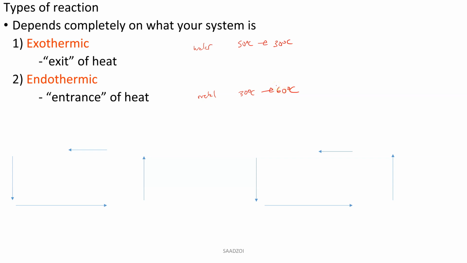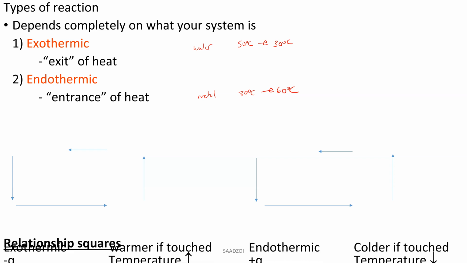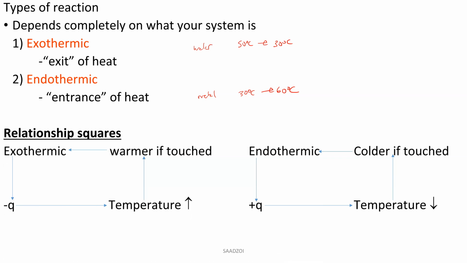And here's where all this becomes key to how to solve all this: these little squares, the relationship squares. So what this tells us is that if the temperature increases, it is going to be warmer if touched, that's guaranteed. This is for solutions. So these are the relationship squares of solutions. That means chemical and water. Those are the hardest ones. It's going to be warmer if touched. It's going to be exothermic.